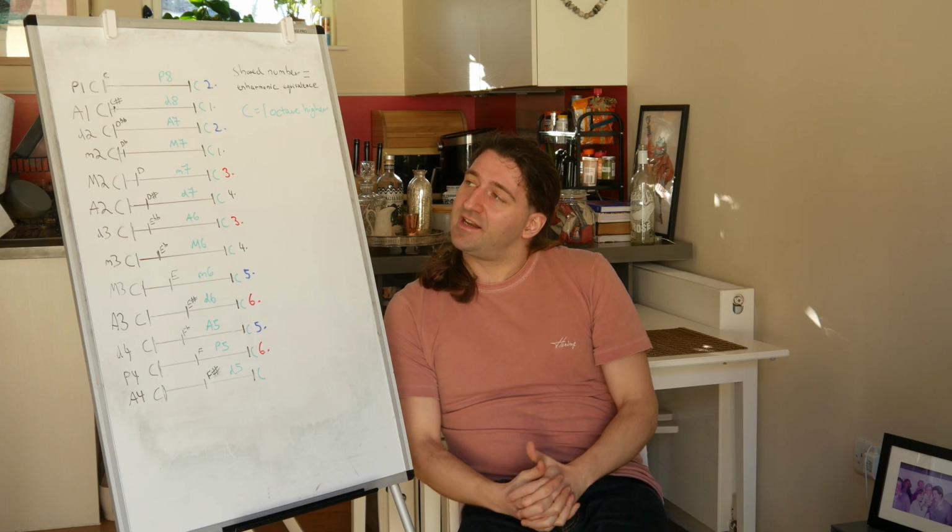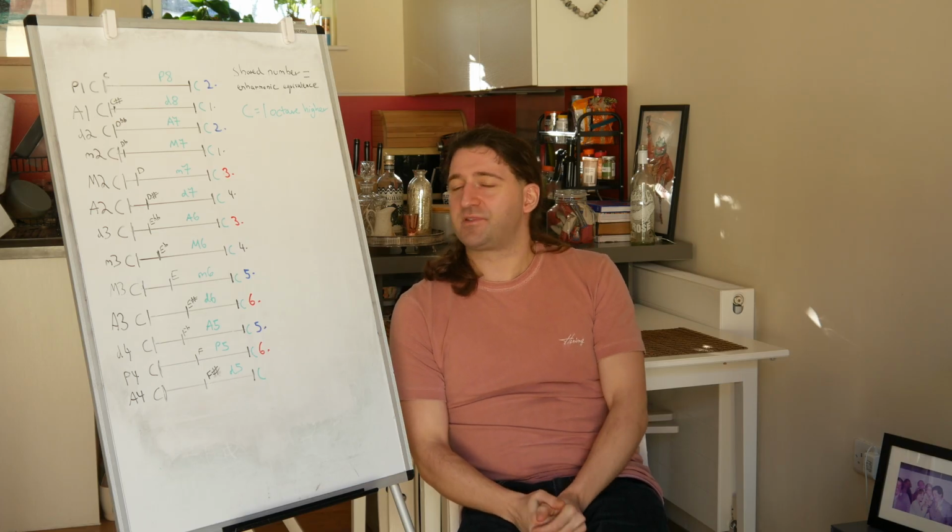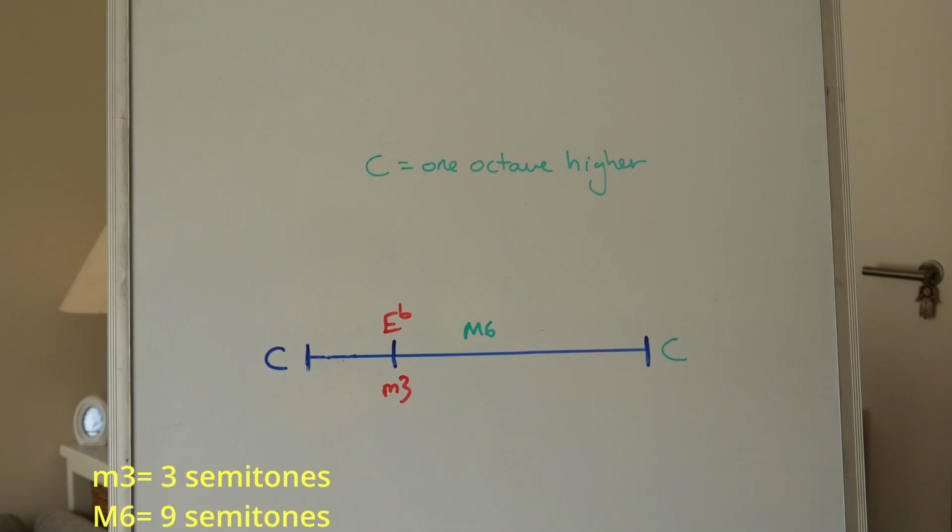This is enharmonically equivalent to the augmented second interval we were just looking at, and it flips into a major sixth. We start down here on C, then go up a minor third to E flat, and this flips into a major sixth interval from E flat to C.